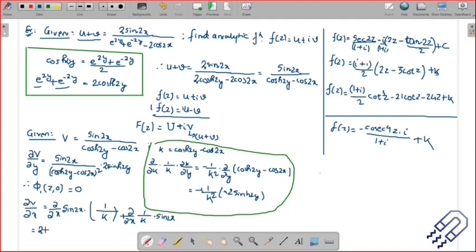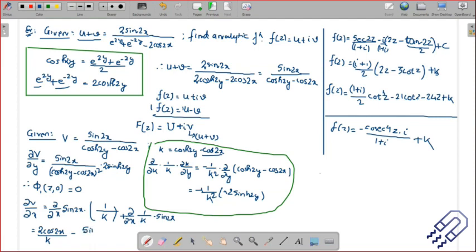This would be 2 cos 2x, divided by k. For us k is this, but anyway I'm going to write it down finally, minus, and here also you can do the same thing, del x of 1 by k, and you'll be getting a minus sign because you are taking with respect to x. This is minus cos 2x, so you do it. If you do it, you are going to get this. Check this, this is something which you must check.